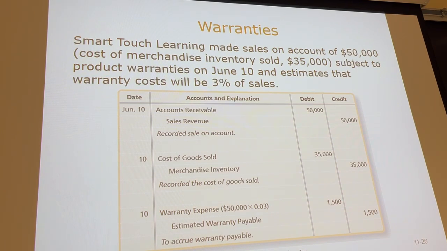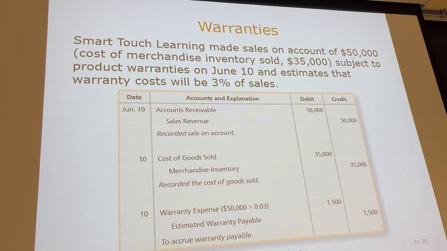So here, with this example, it says the company made sales on account of $50,000 with the cost of the inventory being $35,000, subject to product warranties. This was on June 10th, and they estimate that warranty costs will be 3% of sales. So the first two journal entries here are just review from things we've done before. The first journal entry is recording the sales revenue. The second journal entry is recording the cost of the sales. And then the third journal entry is where we recognize the warranty expense.